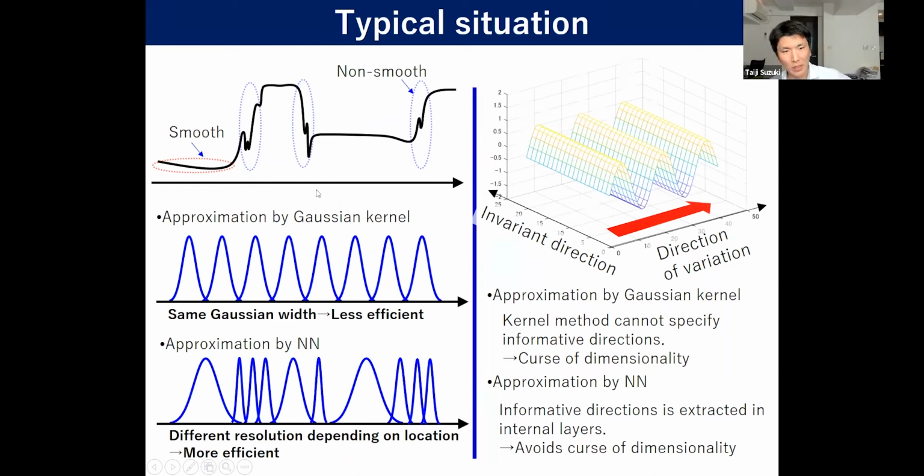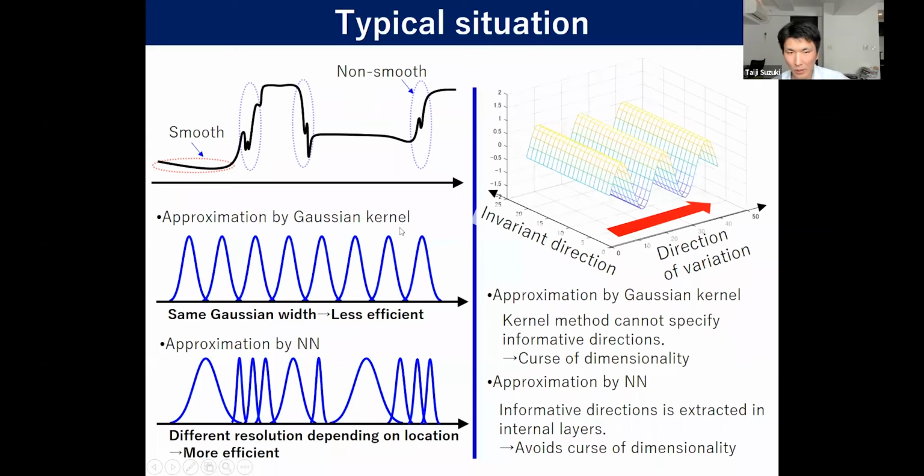Now let us consider the kernel method. For example, if you use the Gaussian kernel, then the Gaussian kernel looks like this. Because the kernel method is a linear model, in the kernel method we locate the kernel functions evenly on the input space, and we consider their linear combination. We approximate the target function by taking a linear combination of these basis functions.